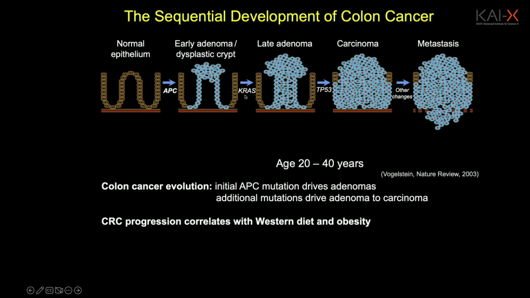If you have a KRAS mutation, in addition, then you get what's called late adenoma. So there's a progression here, but it's still not cancer. If you get a P53 mutation, then you get cancer. And this is the carcinoma that's shown here with P53. And then because the proliferation rate is up higher, you now have a bigger chance for getting metastasis. And these are additional mutations that occur over this time span.